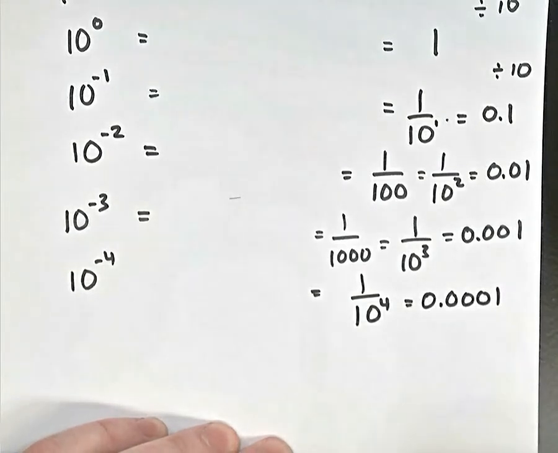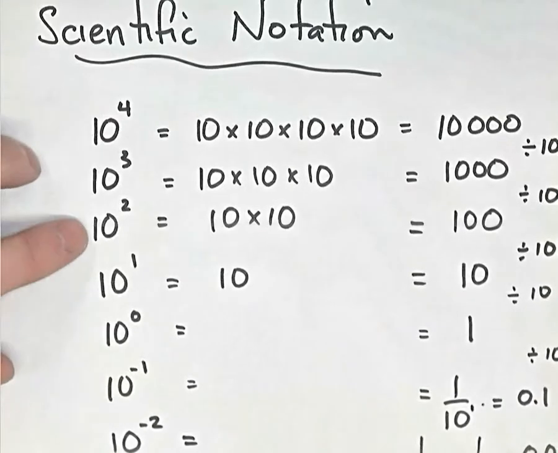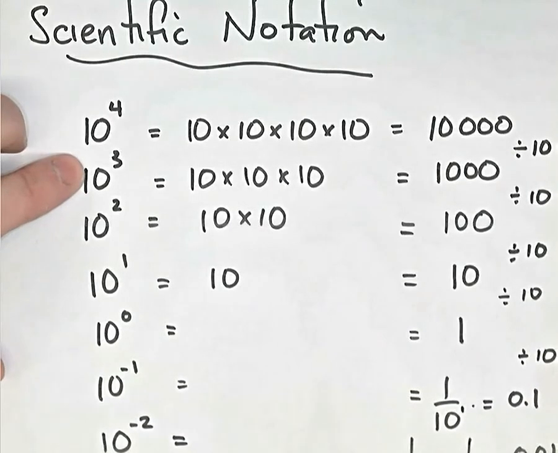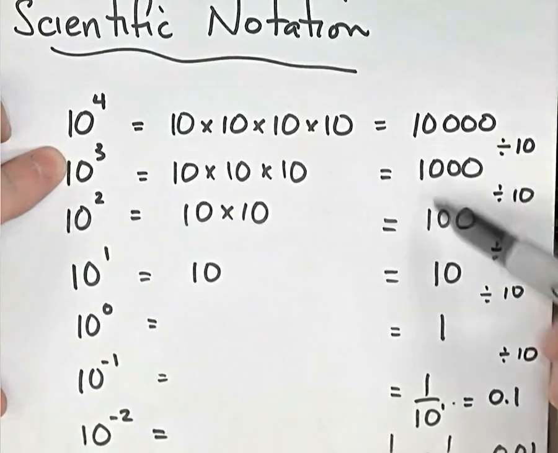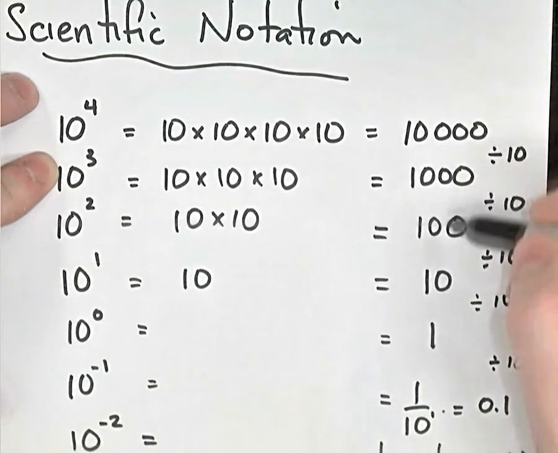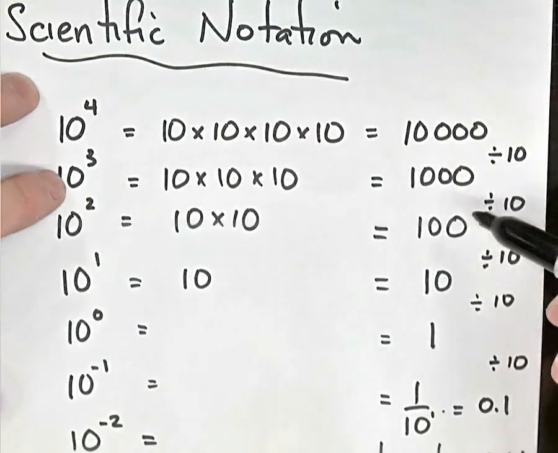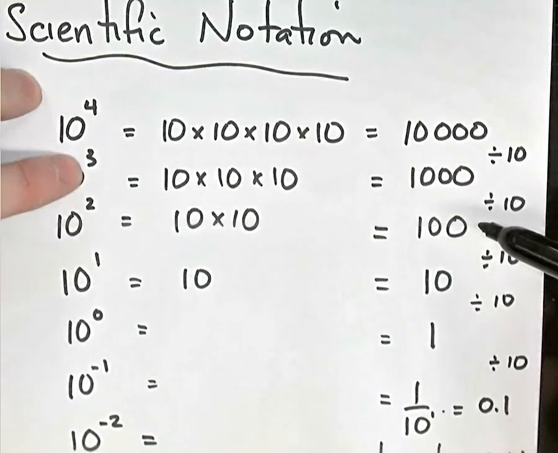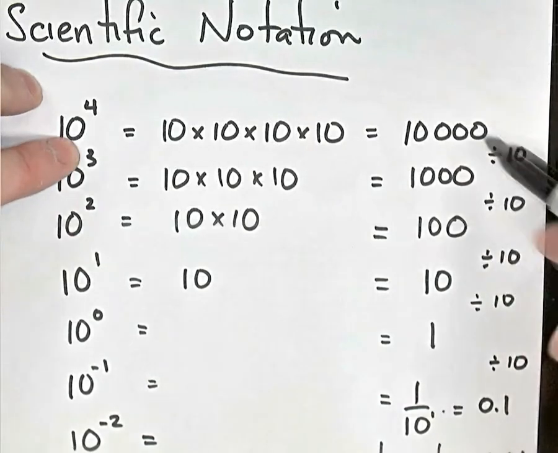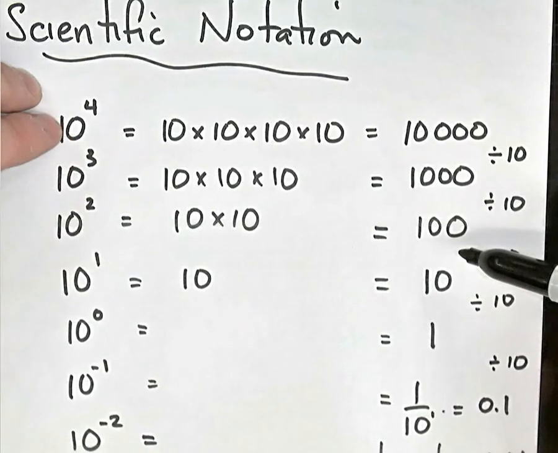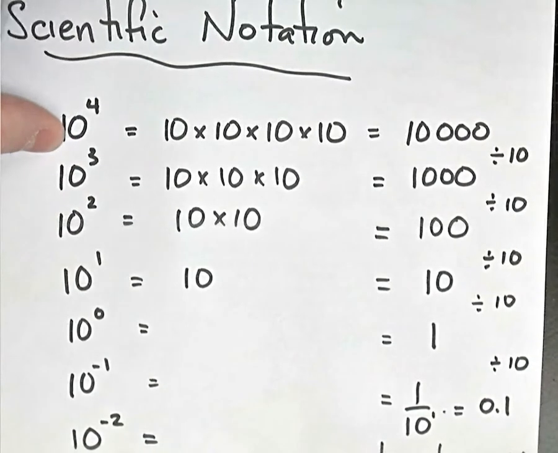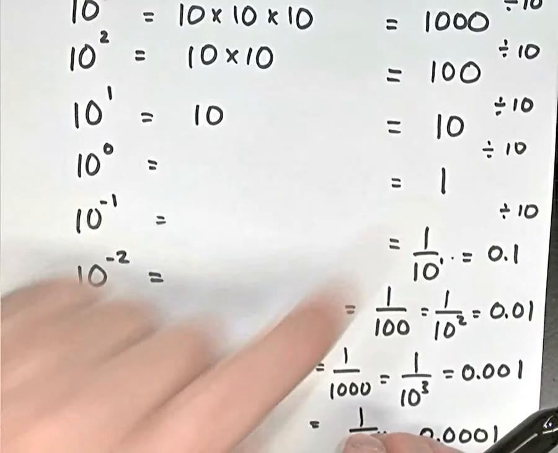Now notice another observation. When the exponents on the power are positive numbers, the number written in standard form, these numbers over here, are pretty big. 10 to the positive 4 is 10,000. 10 to the 3 is 1,000. So positive exponents represent large numbers, bigger than 1. 10 to the power of 0 is 1.